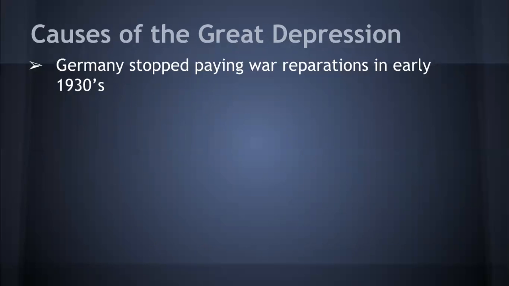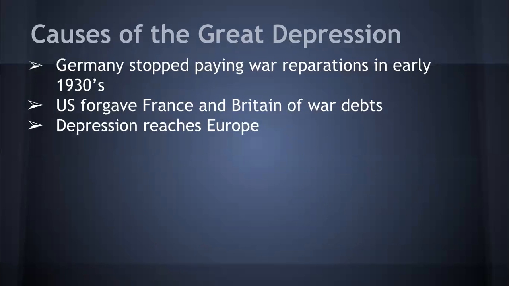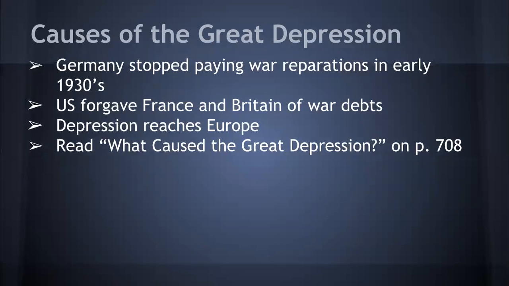But a big chunk of money that was coming in to the U.S. at this time was from Germany. And it finally got to the point where the Depression hit Germany before it hit us. And they couldn't do it anymore. So again, now our government is missing out on that money. We forgave France and Britain of war debts. So again, we're not recouping these billions of dollars that we spent in World War I. The Depression reaches Europe, and obviously a lot of trade partners there.